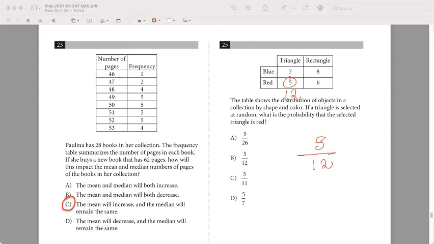The denominator should be the sample space, all the possible values that can be taken from the sample space. So if I'm looking at a triangle selection, it will only be 12, right? So I don't have to worry about rectangles. So 5 by 12 is the answer, which is option B.